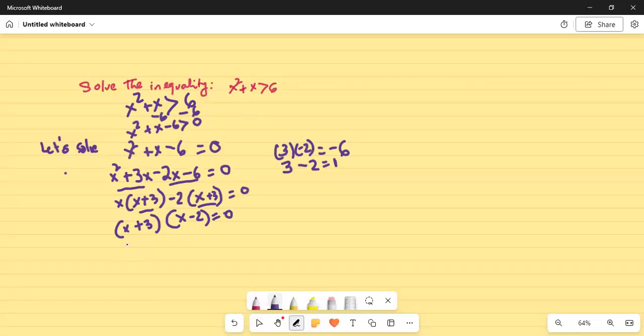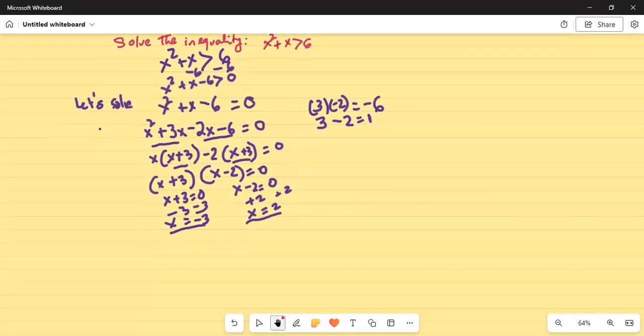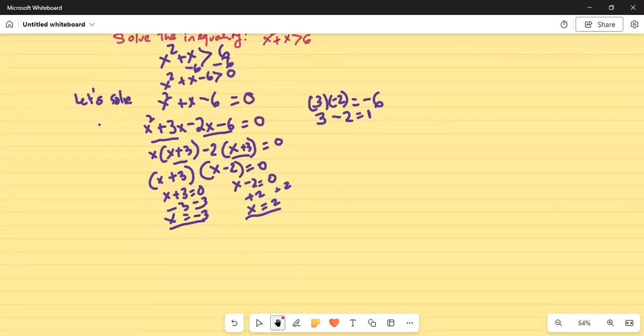So if I solve this equation, x plus 3 equal to 0, subtract 3 on both sides, you get x equal to minus 3, one possibility. The other is x minus 2 equal to 0. Add 2 on both sides, x is equal to 2. Now, of course, we are not solving for the inequality. We are not solving for the equation x squared plus x minus 6 equal to 0.